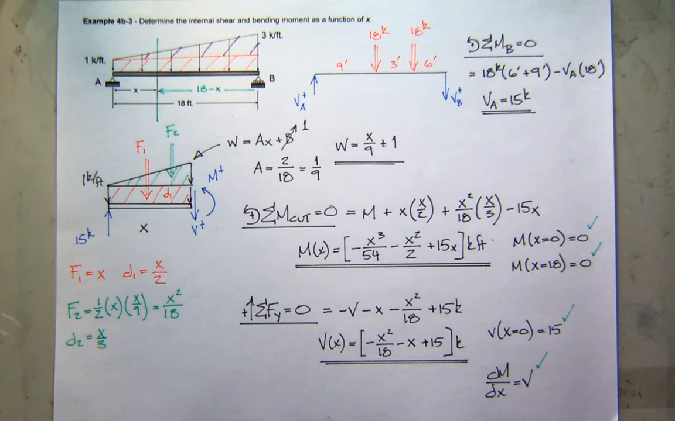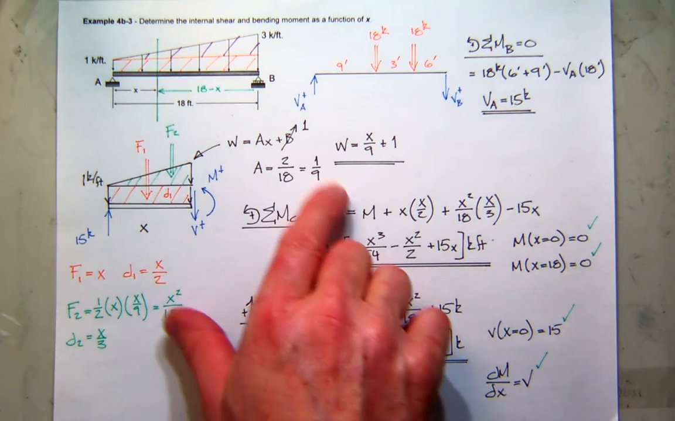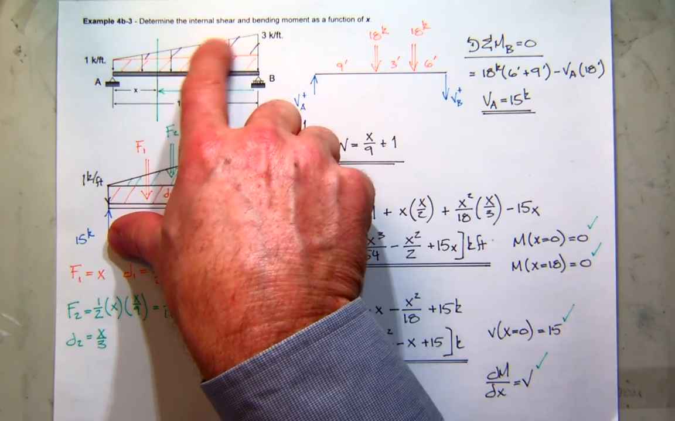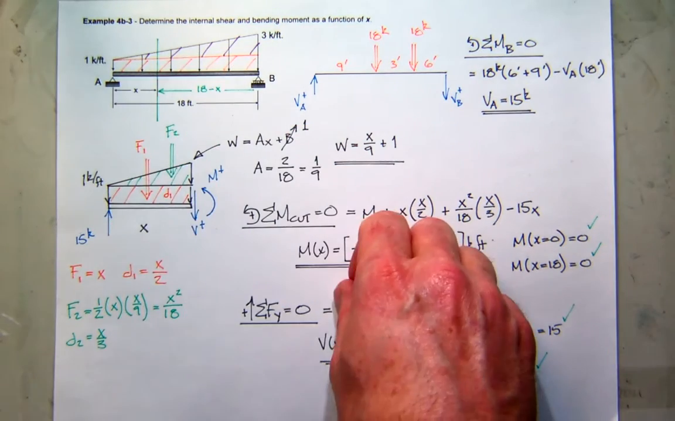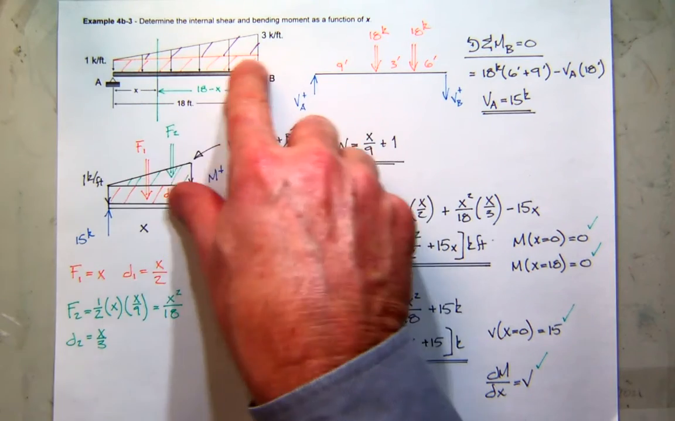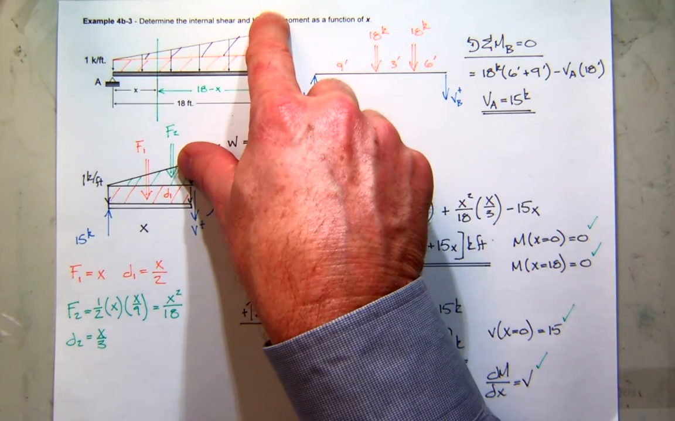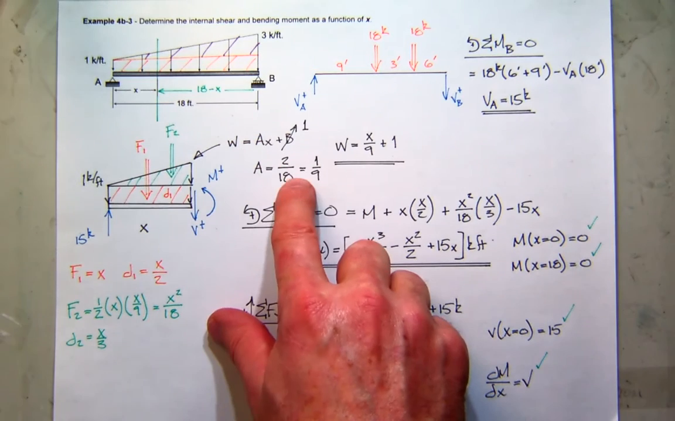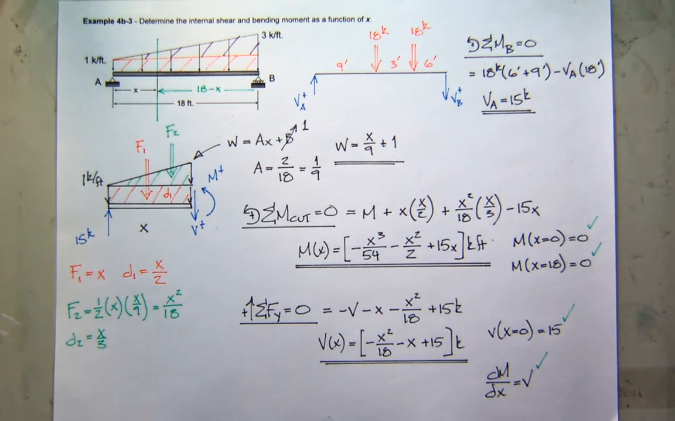I have a question. Where did the x over 9 come from on the x? That's the slope of the loading curve. Oh, okay. Right? Rise over run. So I went from 1 to 3, so that's a up of 2. And then I went over 18, so 2 over 18. But then it's reduced to 1 over 9. Okay.